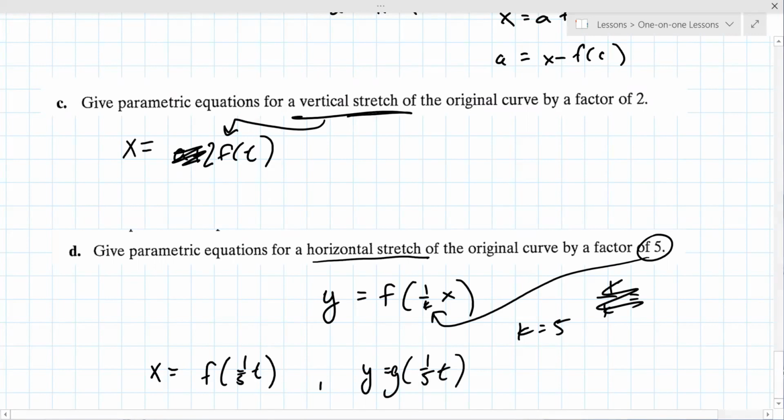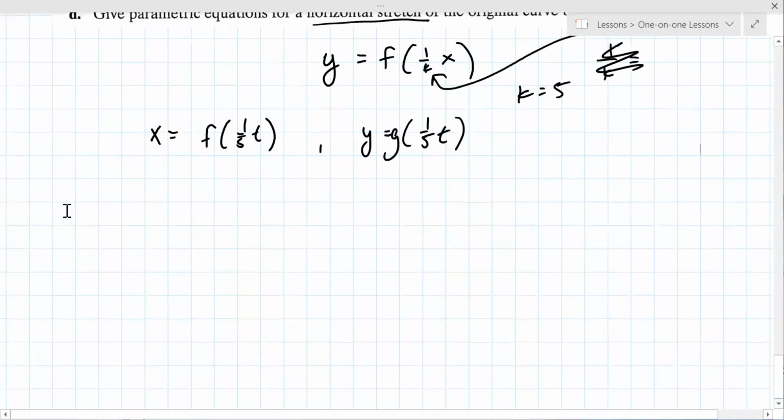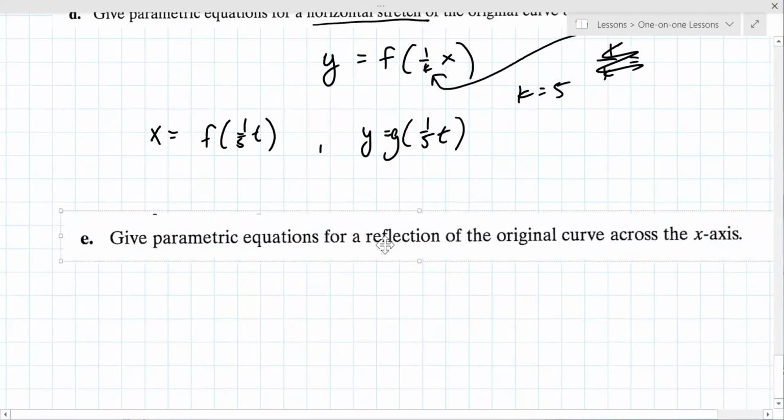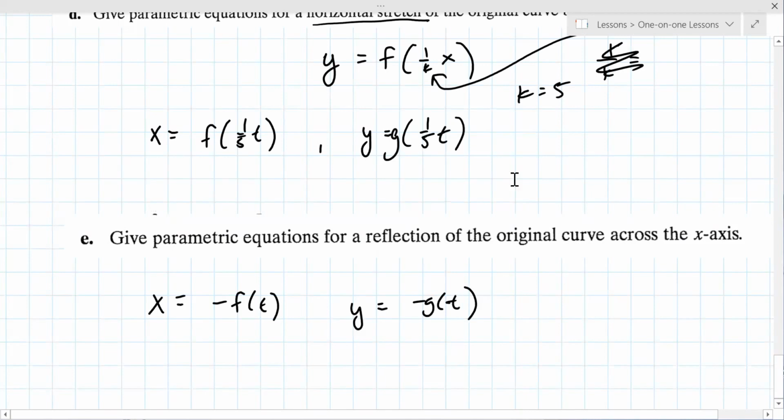And then the last one is reflection: a negative in front of the f. Negative in front, exactly. It's not the a, it's just negative f of t. Right. Okay. The e: give parametric equations for the inverse relation.